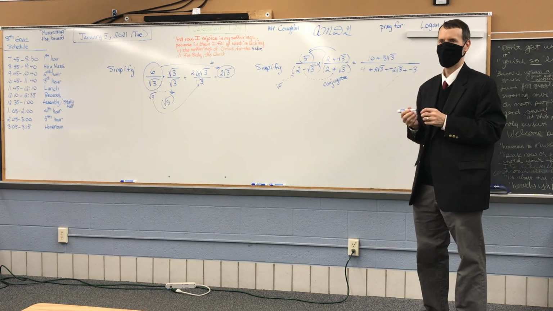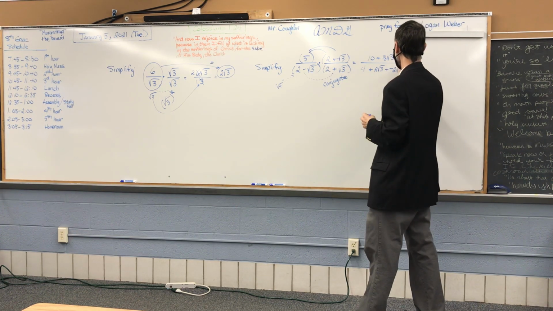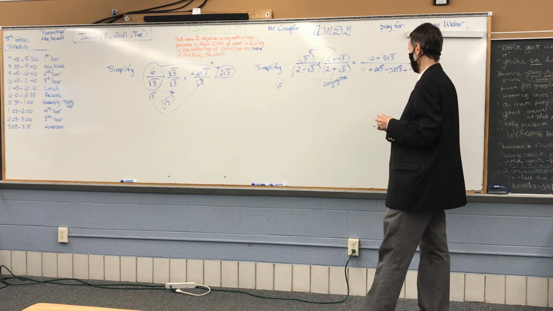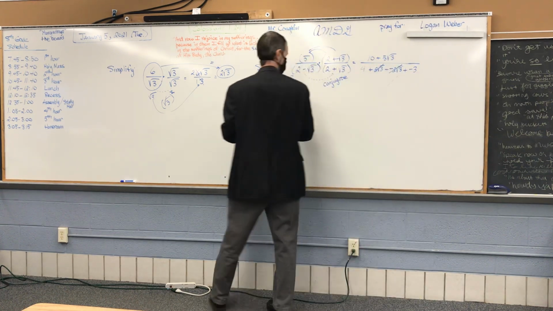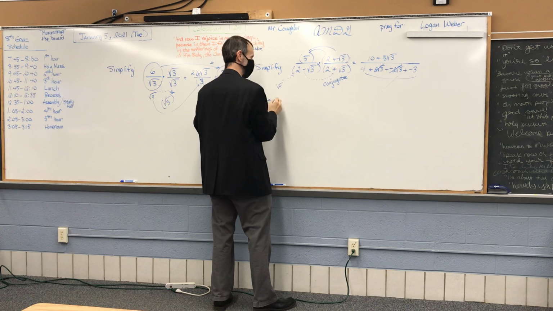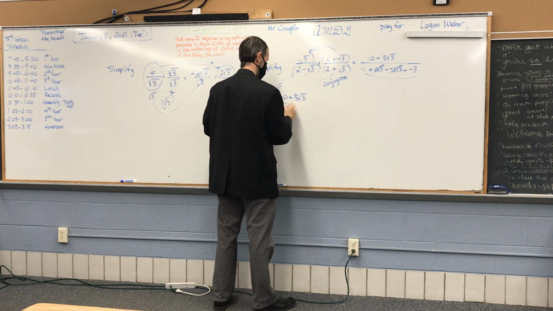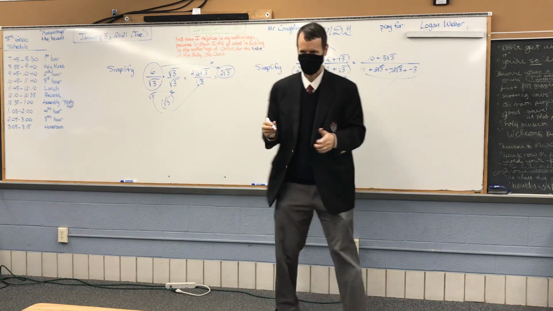The 2 radical 3 and the negative 2 radical 3 cancel. What do you have now? 4 plus negative 3 is 1. Now, by the way, that's insanely lucky. 10 plus 5 radical 3 over 1. Can somebody give me the final answer?